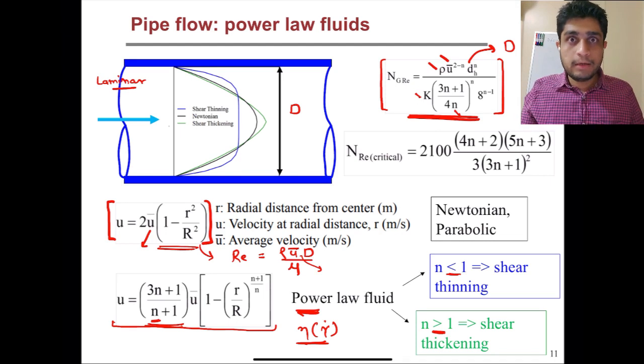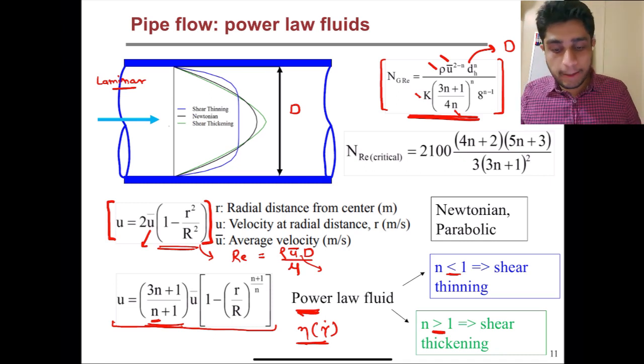And if we have a Newtonian fluid, then you know from your fluid mechanics lectures that if we increase the Reynolds number of a Newtonian fluid flowing through a pipe, then if the Reynolds number becomes larger than a critical value, let's say 2100 or 2300, then the laminar flow transitions to a turbulent flow, right?